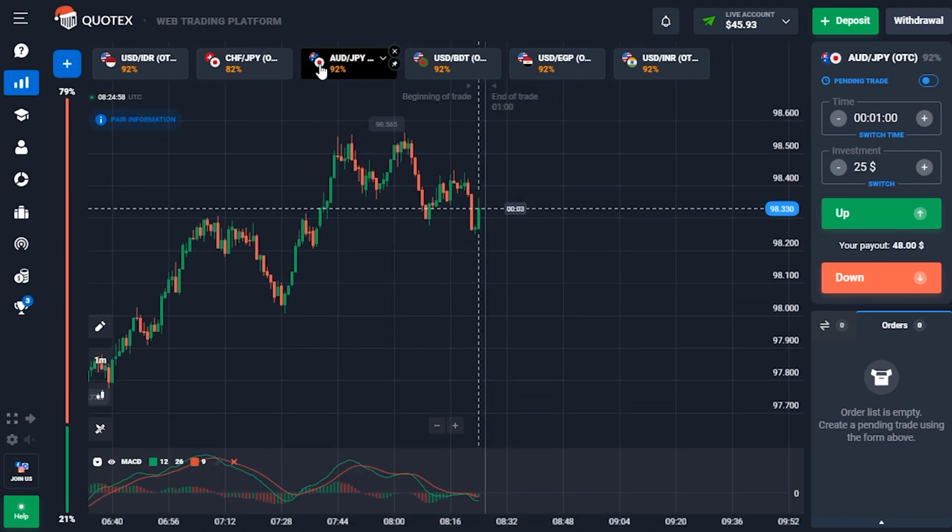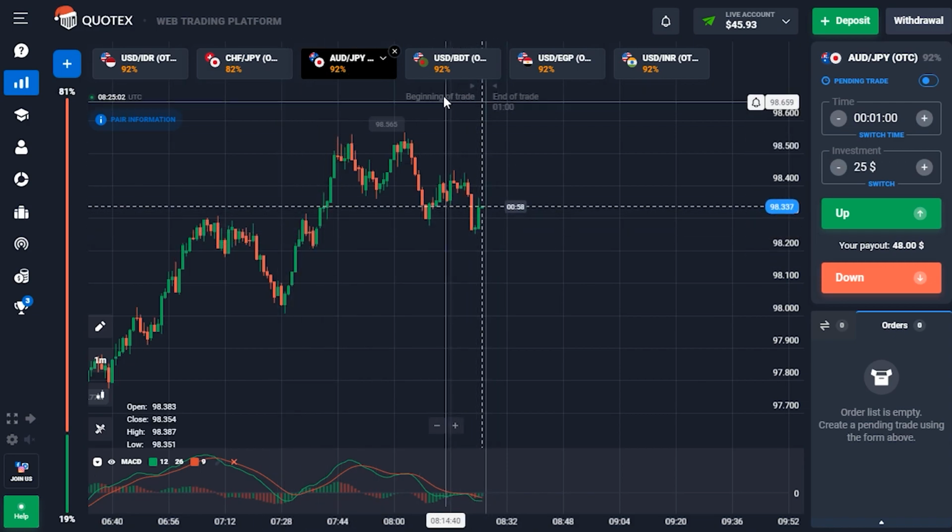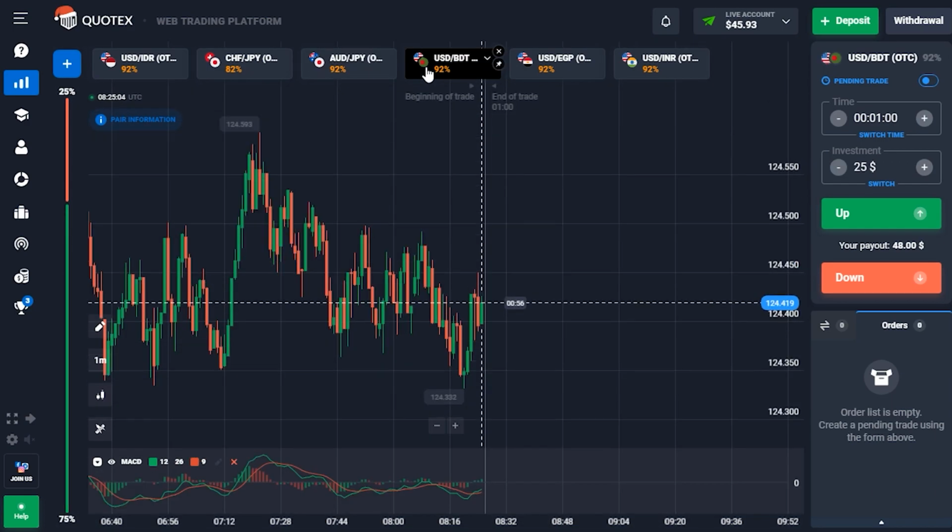What do we see here? We were a little late. The price pushed off from the support level and went up. Let's move on to the next currency pair.